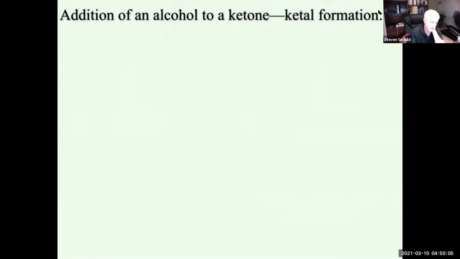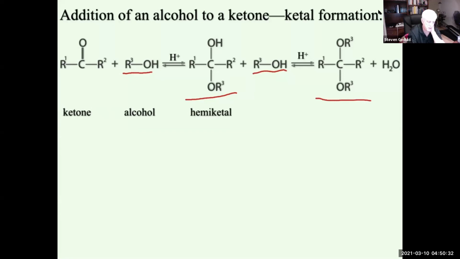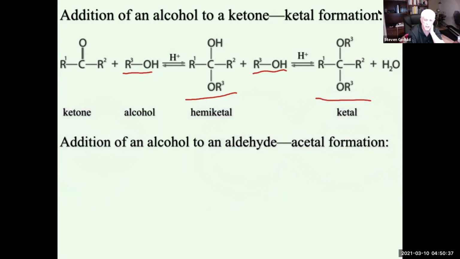Okay. Addition of an alcohol, ketal formation. This was our alcohol being added to a ketone. This formed a hemiketal. Adding another alcohol to it formed a ketal. There was a lot of information in the last part of this chapter. So your ketone, your alcohol, your hemiketal, and your ketal. Addition of alcohol to an aldehyde forms an acetal formation.